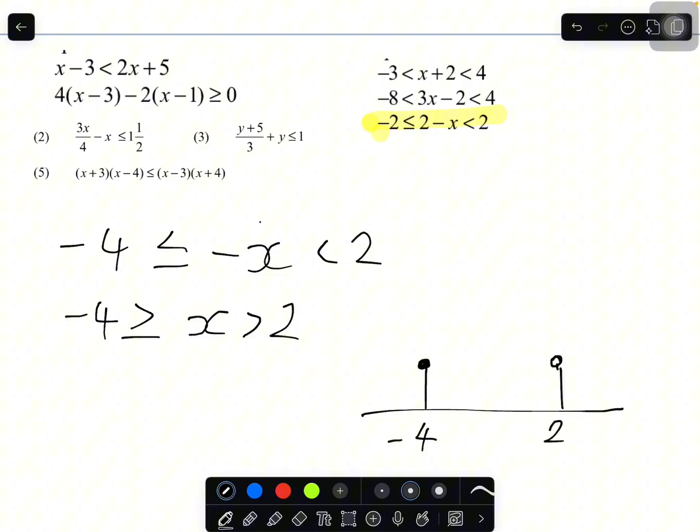We have to find which regions this is falling into. Now, it's saying negative 4 is greater than x. That would mean if negative 4 is here, all these numbers are less than. So if x is here, then negative 4 is greater than x. Okay, so it's that region. And if you look at this 2, it says x is greater than 2, which is this region right here. So we're going to take our line and draw it through these sections. And that is how you do double inequalities.